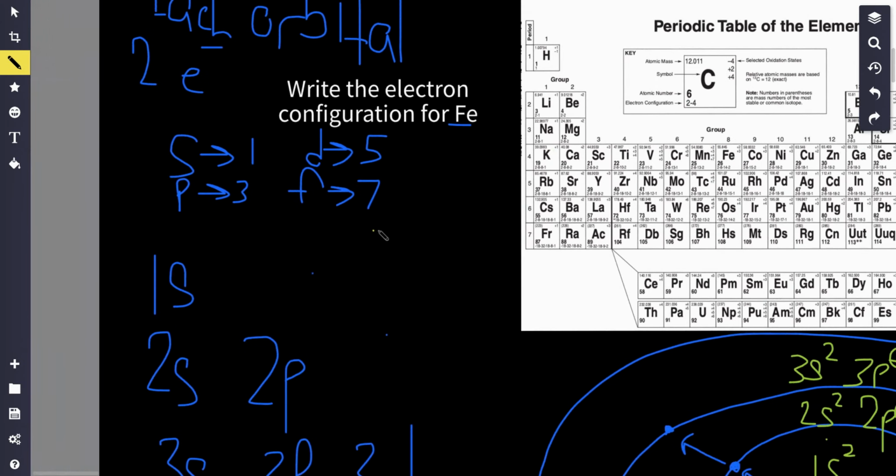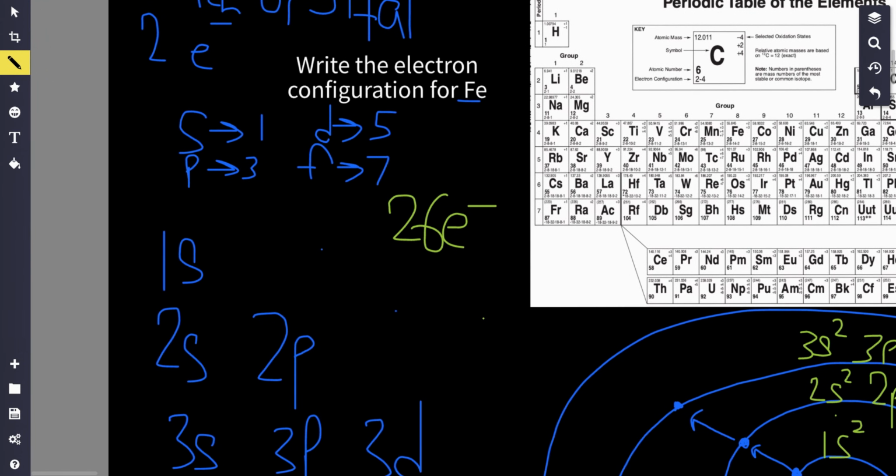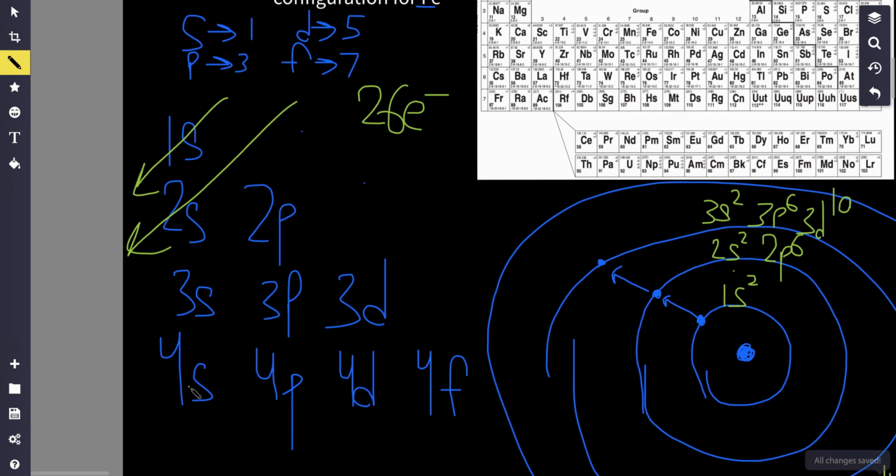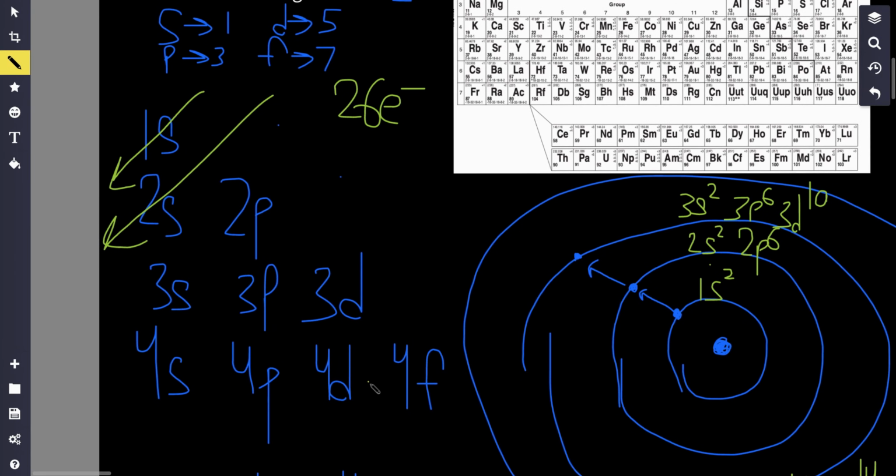All right, so we're going to have 26 electrons. Now, how do we write this out? You're actually going to write this out like so. You're going to draw this chart, which basically represents all of my orbitals, right?